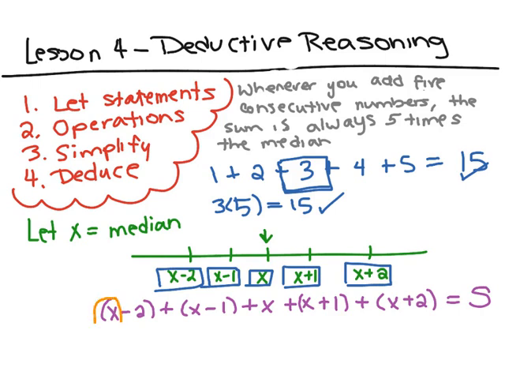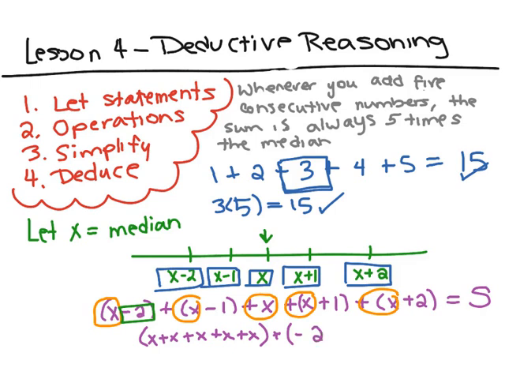So we have an x plus an x plus an x plus an x and another x. So we have 5 x's. Now we're going to group our other like terms. So we have a negative 2, plus negative 1, plus 1, plus 2. So we have negative 2, minus 1, plus 2, plus 1.